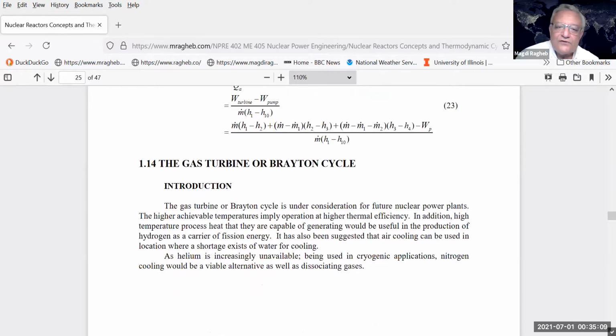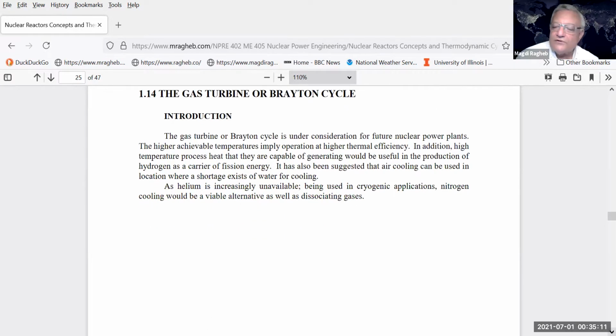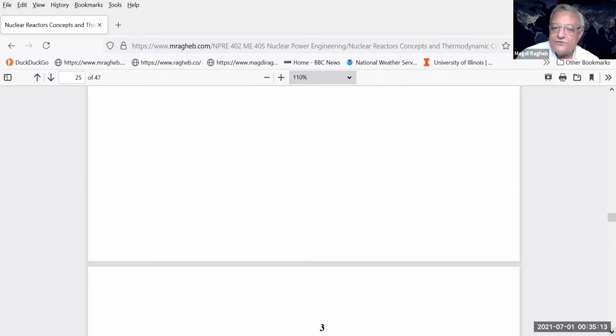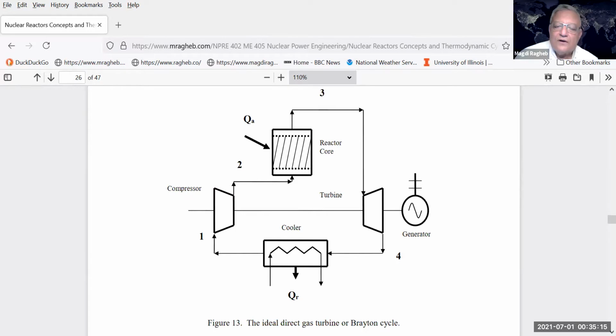In our future, we are thinking about the gas turbine or the Brayton cycle. So I provide you here with an analysis. The cycle would be very different when you use a nuclear power plant. So you assume that you are using a gas-cooled power plant now. The flow of the helium or the gas coolant carbon dioxide goes through the core. Heat is added to it.